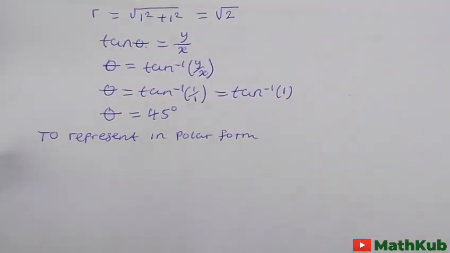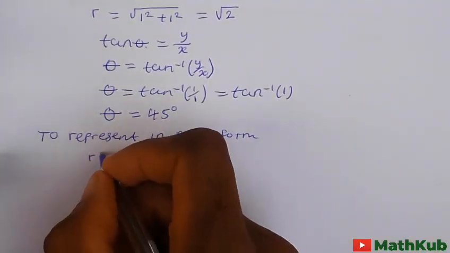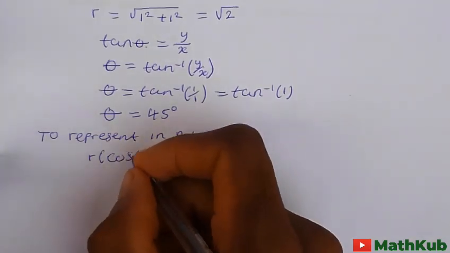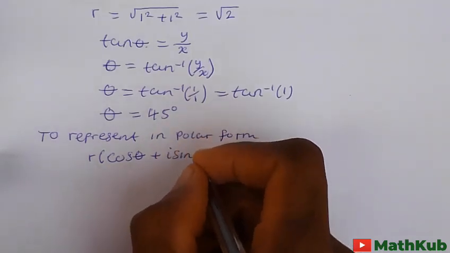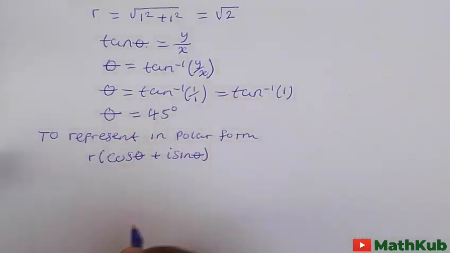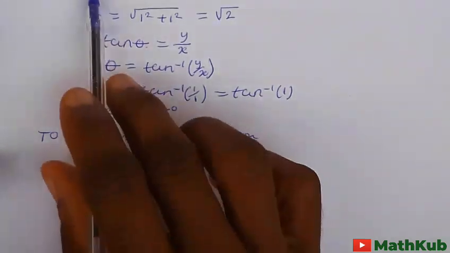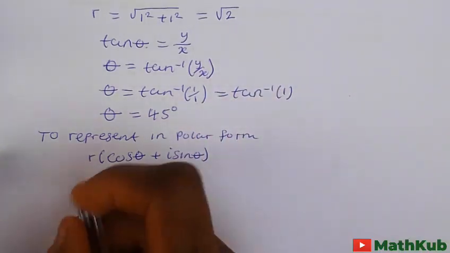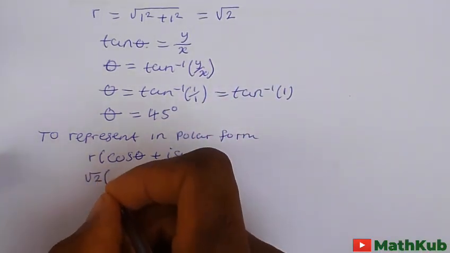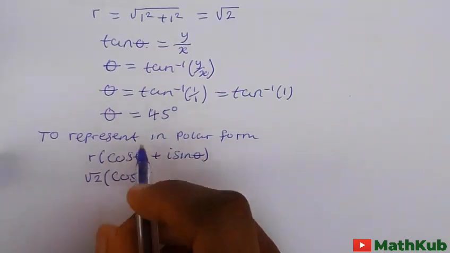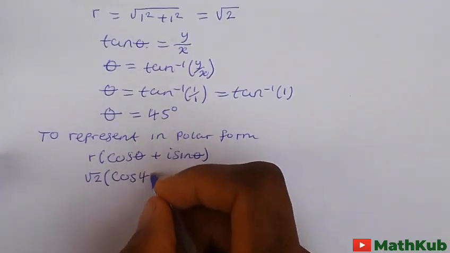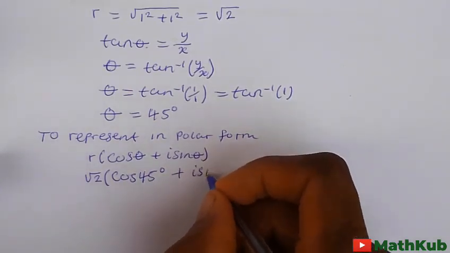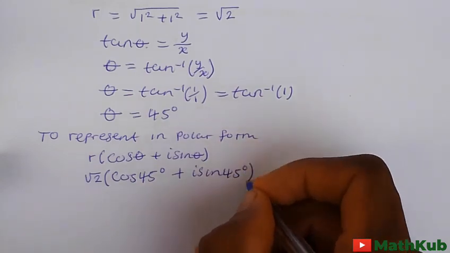To represent in polar form, r into cos theta plus i sin theta. In this case, we have r equal to the square root of 2, square root of 2, times cos 45 degrees plus i sin 45 degrees.